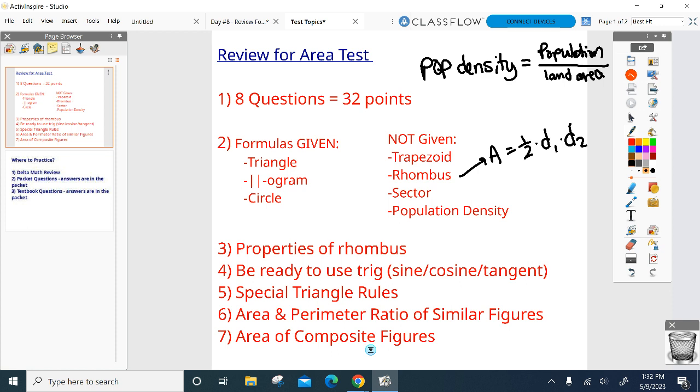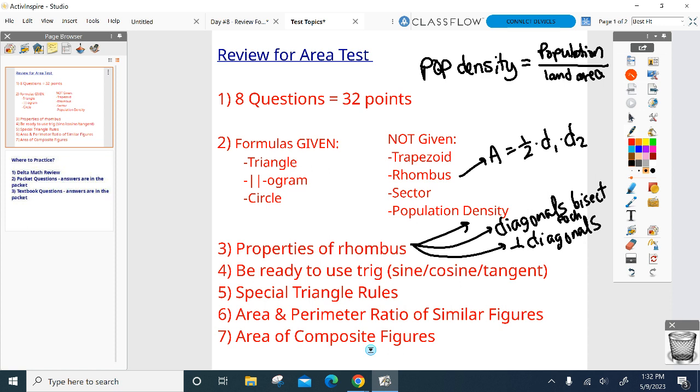Properties of a rhombus that you'll need. I don't need all of them, but anybody remember at least 3 of them probably you'll need for tomorrow? Perpendicular diagonals, because they form right triangles. Diagonals bisect each other. And what about the sides? The sides are all congruent, right? And all this stuff I had originally is up on Classroom already. You can take a look under Unit 11.